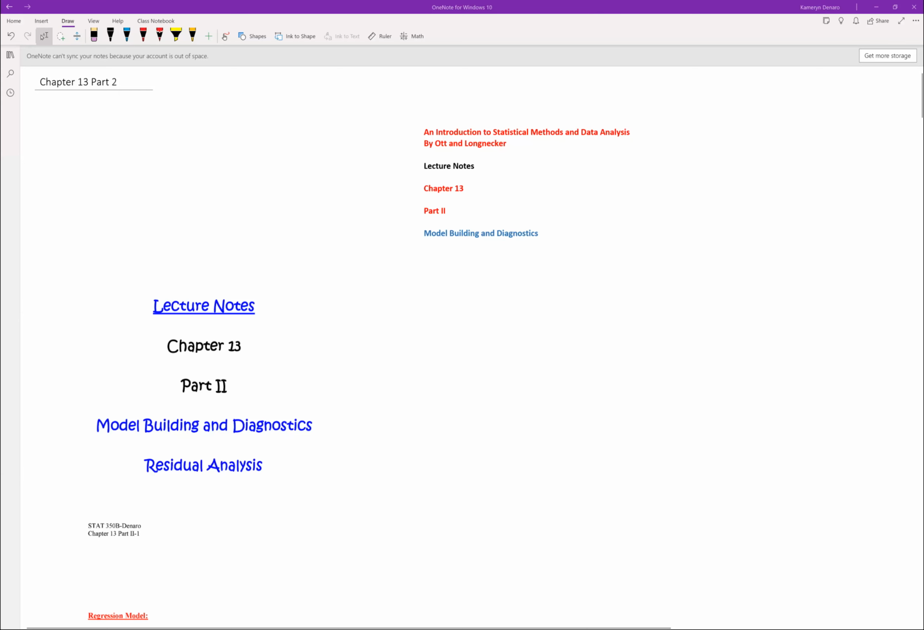Hello, everyone. We're working through An Introduction to Statistical Methods and Data Analysis by Ott and Longnecker, Chapter 13, Part 2. We'll be working on model building and diagnostics, as well as residual analysis.